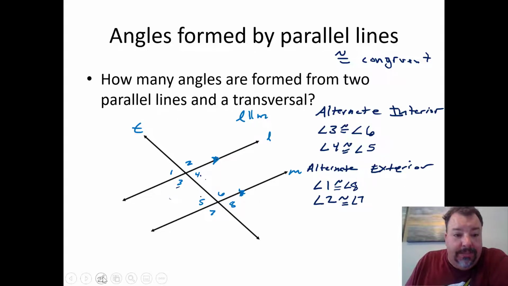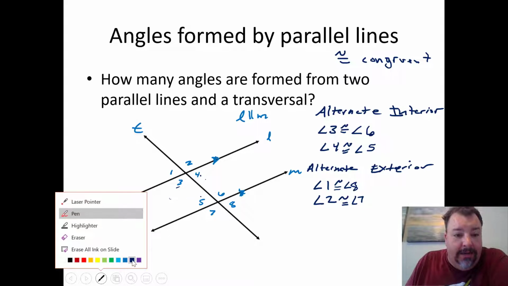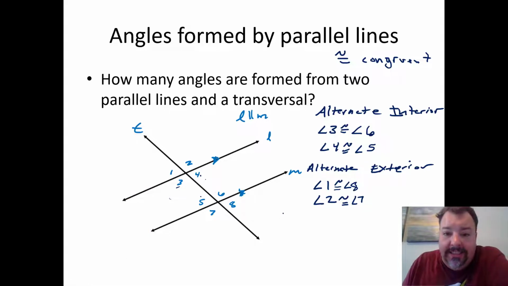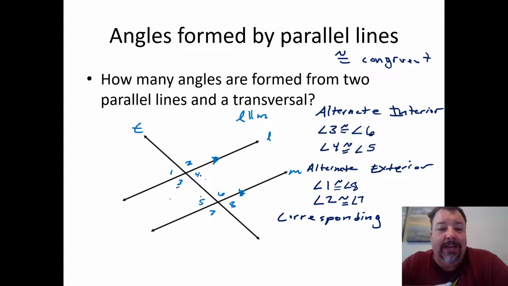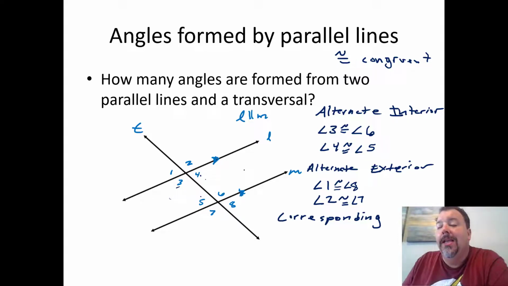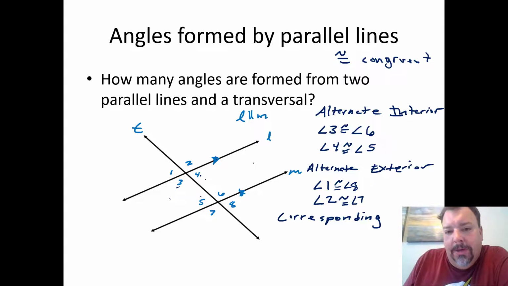The next relationship that we have from parallel lines is called corresponding. Corresponding. And mathematically, corresponding means matching. So we want angles that kind of match up. Imagine taking an angle and being able to slide it left, right, up, or down. We're not going to twist it or rotate it at all. We're just going to slide it.